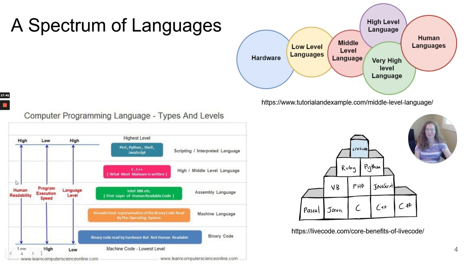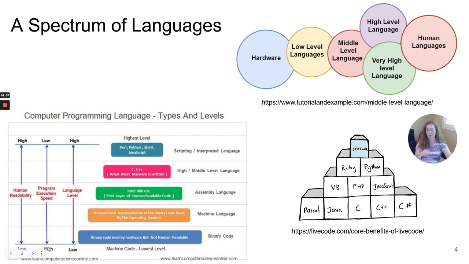So this is one of our advantages. It's easier to read, easier to program in these higher level languages because they're much more like English and much less like a bunch of ones and zeros. But that readability and usability comes at a cost. Notice here, the program execution speed tends to be lower for the higher level that you go.